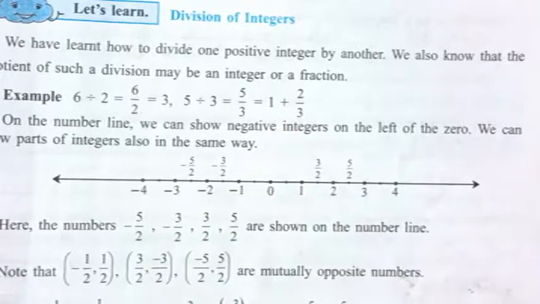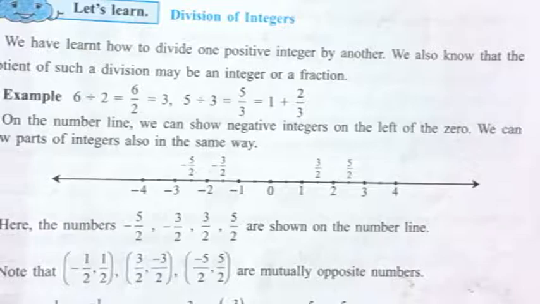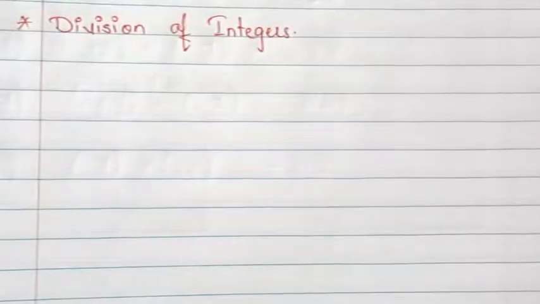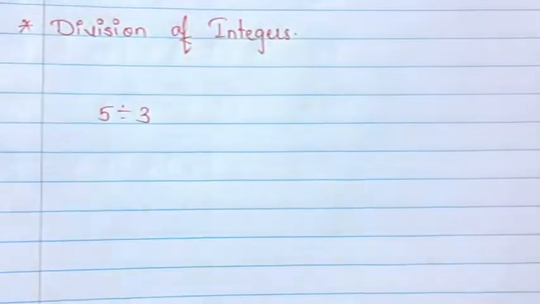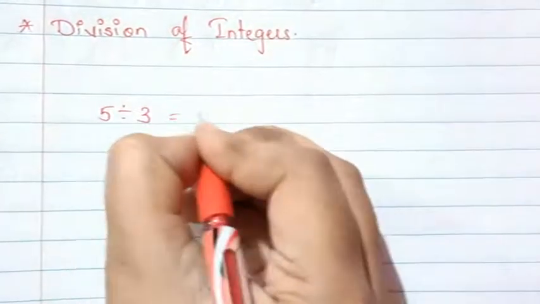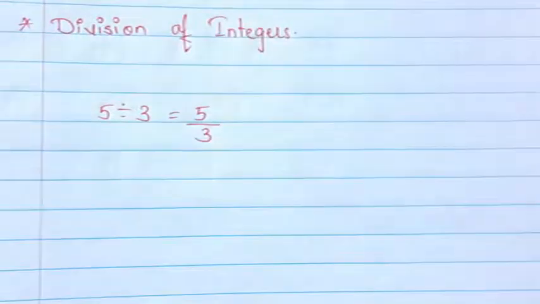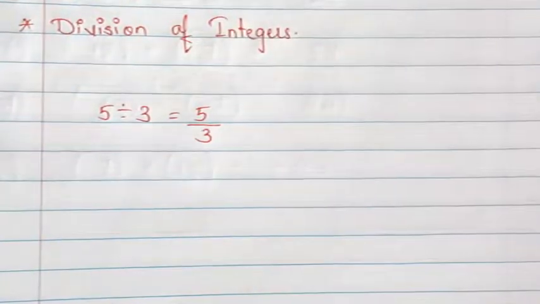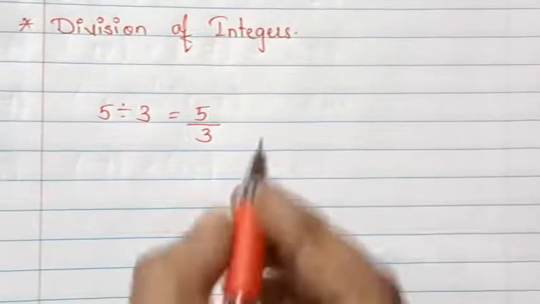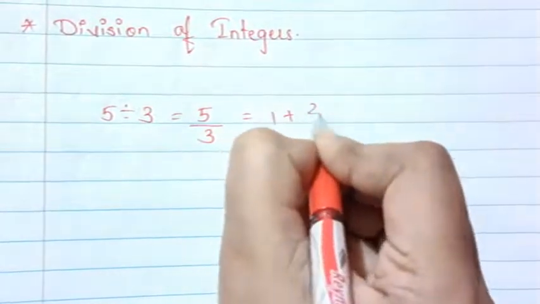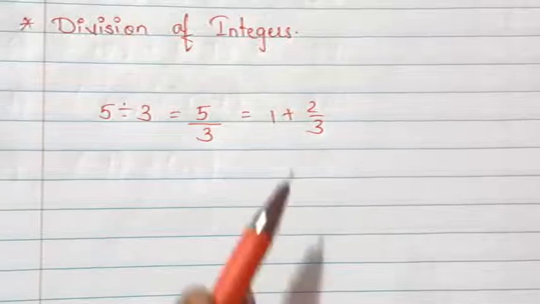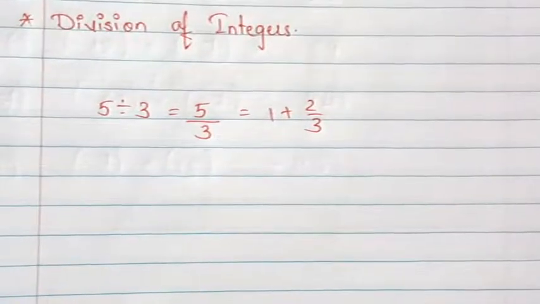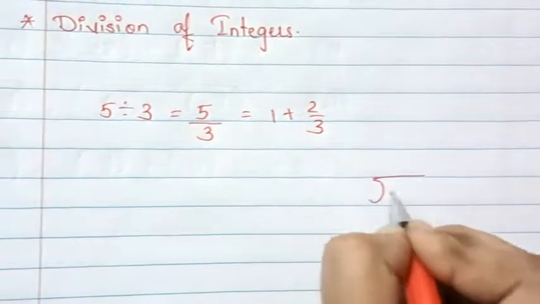Now students, what was the question? That is 5 divided by 3. That is how you write 5 upon 3 in fraction form. Now what is its answer? In the textbook it is given as 1 plus 2 upon 3, so that is a mixed fraction. But how did you get the mixed fraction? You will divide 5 by 3.